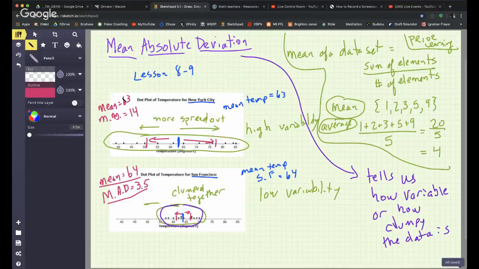So with that, we'll come back to here. Hopefully this was a helpful video. It explained the mean absolute deviation, and it showed you how to calculate it using an example that we learned in class.